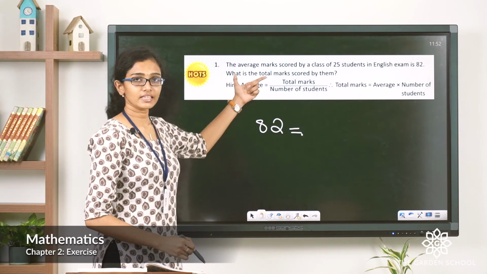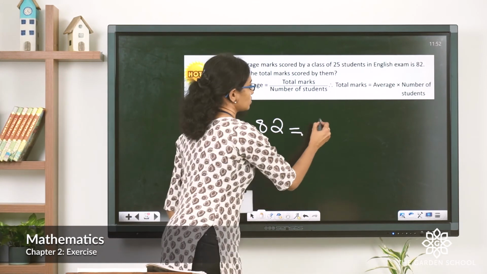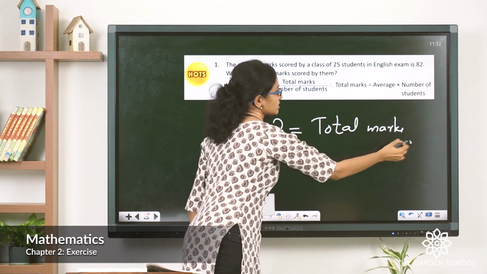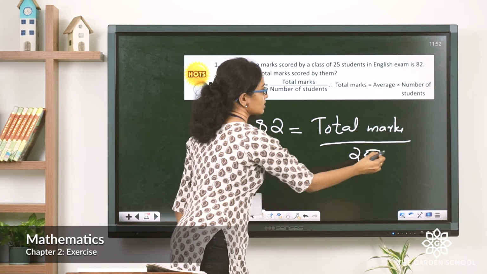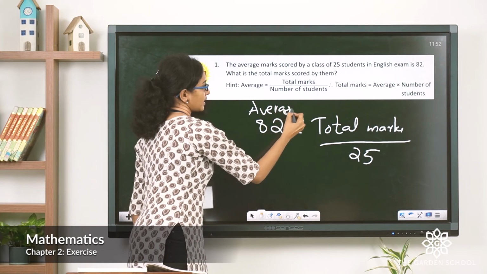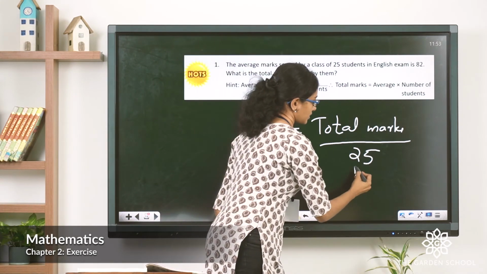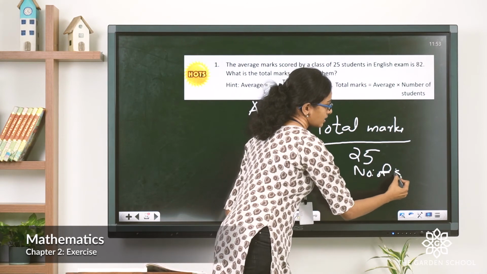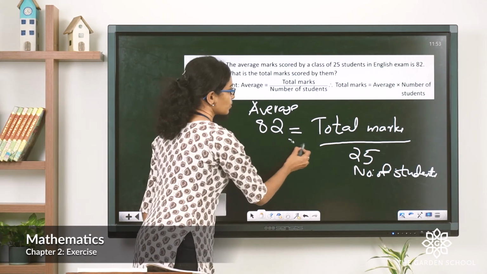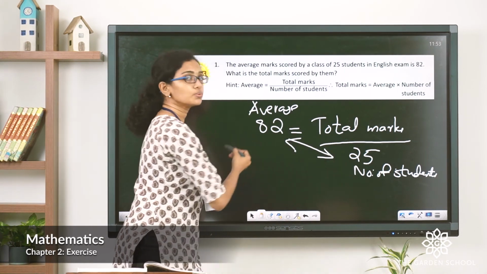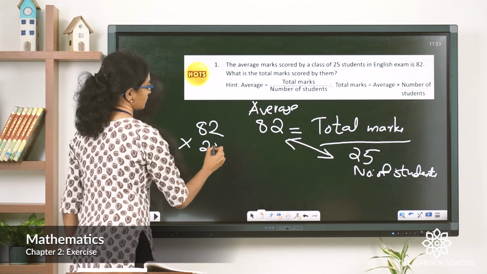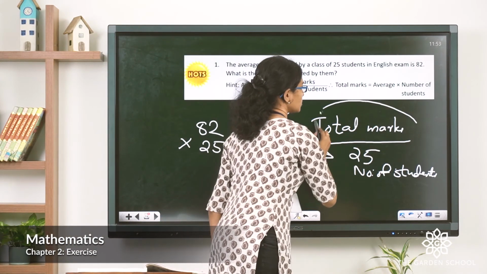So we can interpret this data as 82 is equal to the total marks divided by what is the number of students? 25. So here is the average and here is the number of students. Now how do you find the total marks from this data? You have to cross multiply these two numbers.